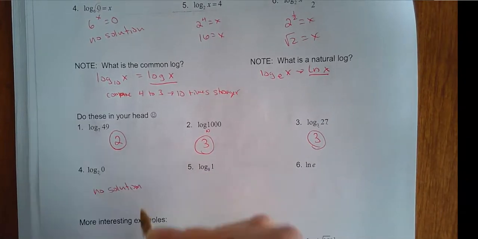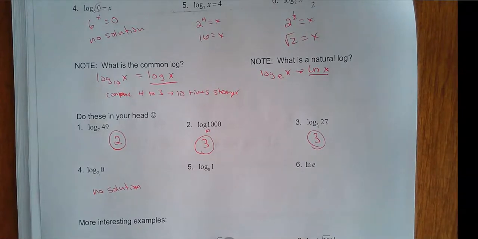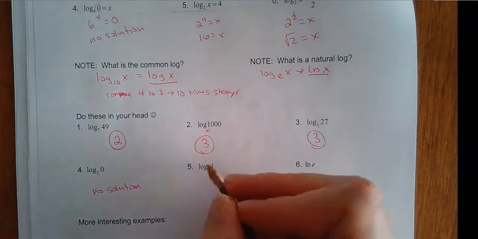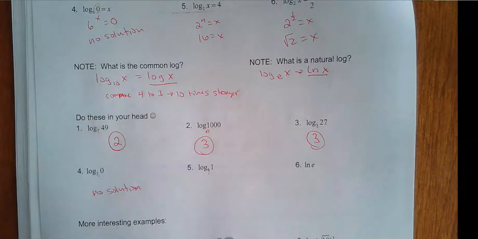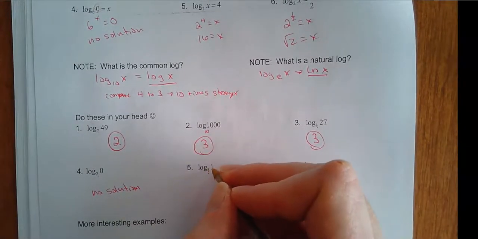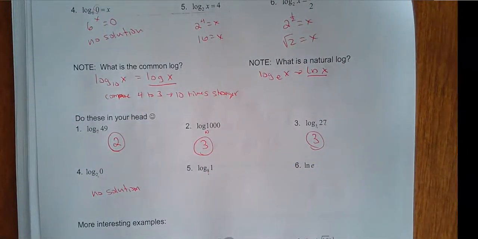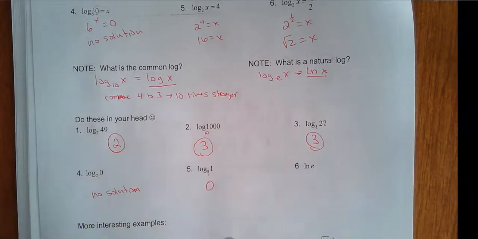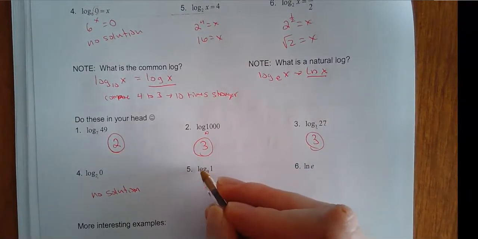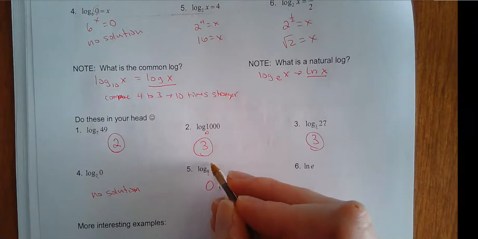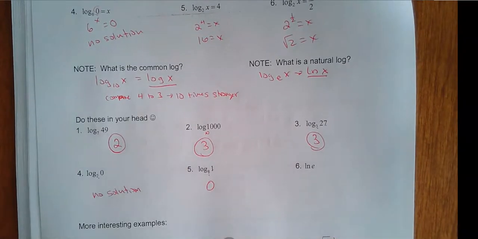Remember, I can't take a positive base and multiply it by itself and get 0. Can't happen. 8 to what power equals 1? Anything to what power equals 1 would be a 0 power. So anytime you see log base anything of 1, that 1 there, that's your answer. The only way we get 1 for an answer is if the exponent is 0.